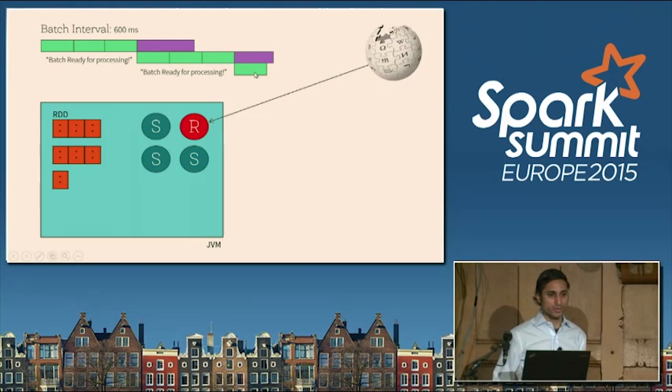Now, the most important thing to understand about the architecture of Spark Streaming is you need to keep your processing latency less than your batch interval, or else you'll start falling behind.